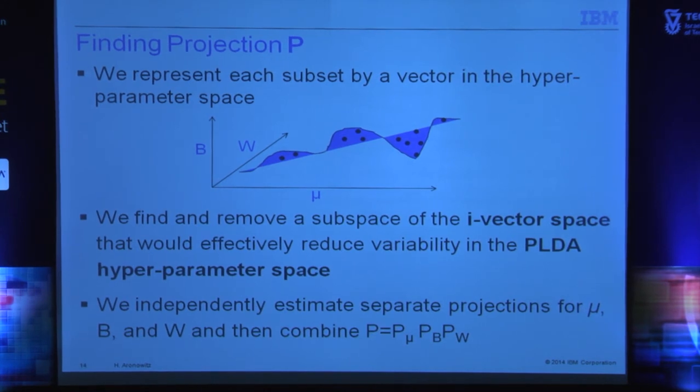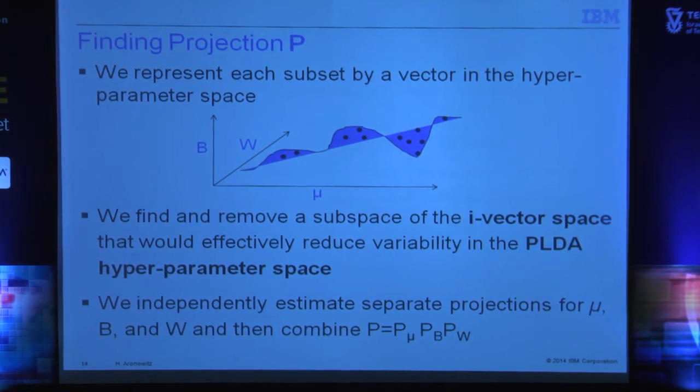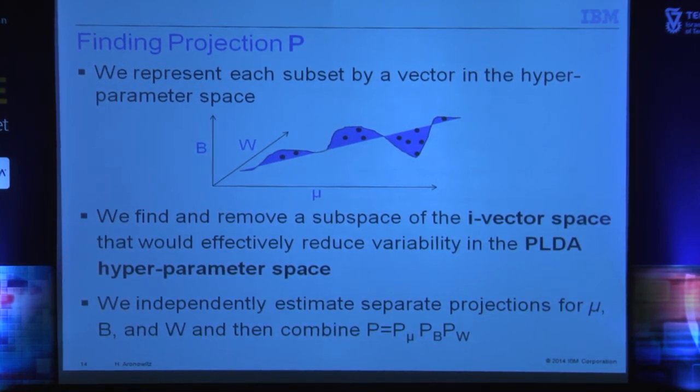Okay, so once we have the partition, how do we find the P? Well, we represent each subset by a vector in the hyperparameter space. So for each subset, we train a PLDA model. We have the mu, the W, and the B, which represent the PLDA model. And this is a point in the model space. For different subsets, we have different points, and there's some variability. Our goal is to decrease this variability. What we do is find and remove a subspace of the i-vector space that would effectively reduce variability in the PLDA hyperparameter space.